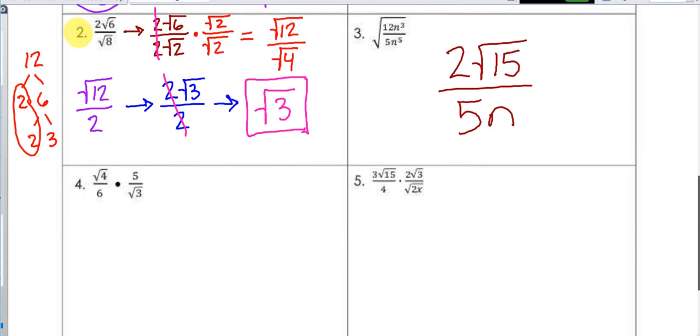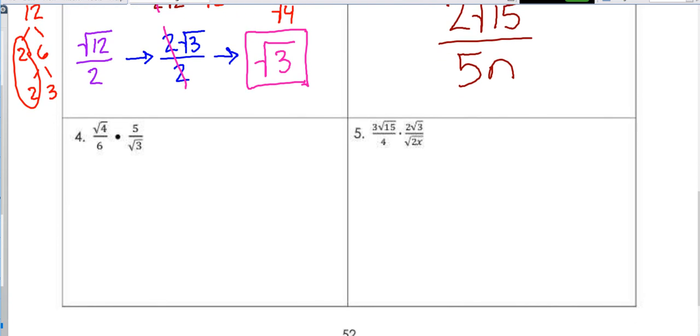All right, cool beans. We're going to do number 4 together, and you are going to do number 5 by yourself. Number 5 does have a variable, so it's going to challenge you, but that's a good challenge. So let's do 4 first as a team. You'll do 5 alone. In number 4, there's a multiplication sign in the middle, so we are combining like terms only. Remember, an integer and a radical are not like terms. So for number 4, multiplying straight across, I have 5 square root of 4 over 6 square root of 3.